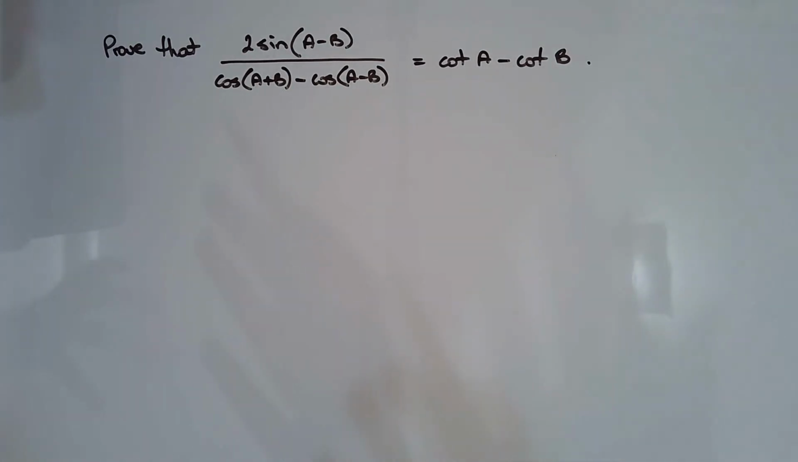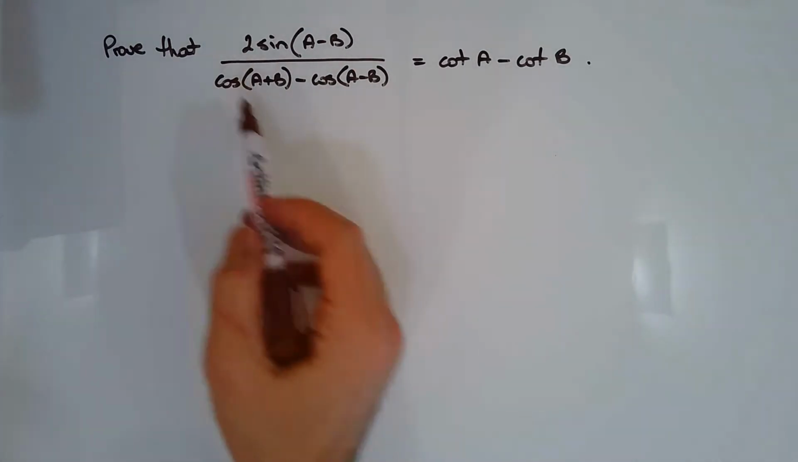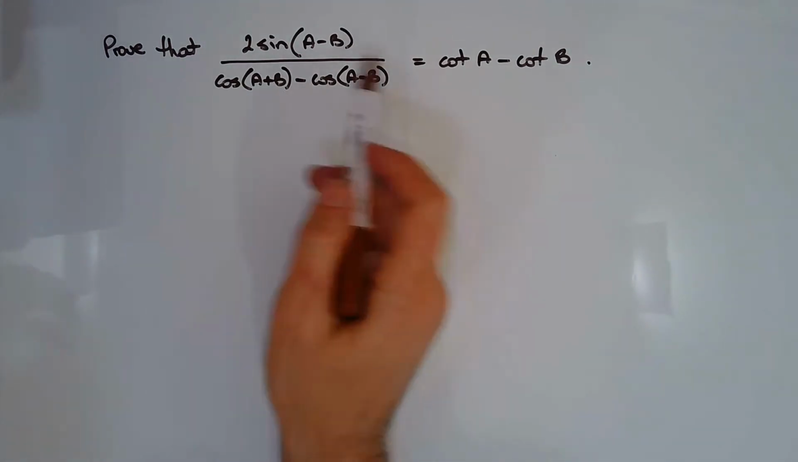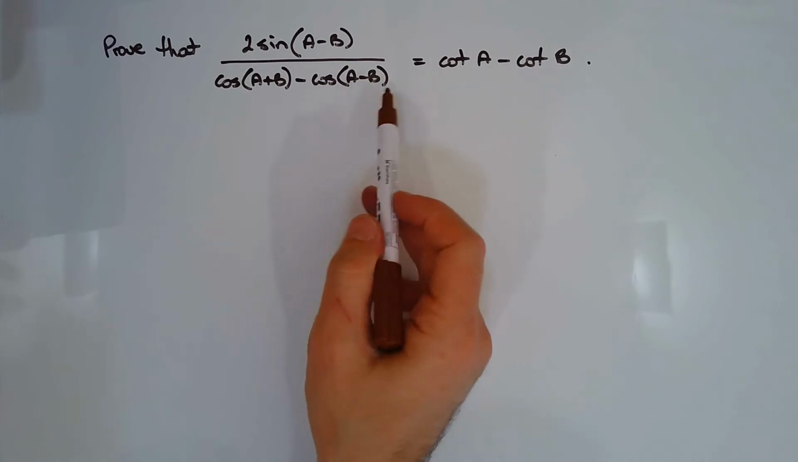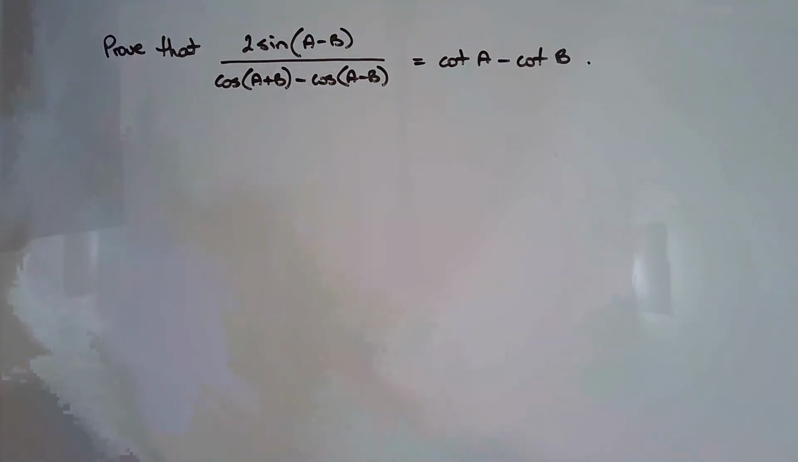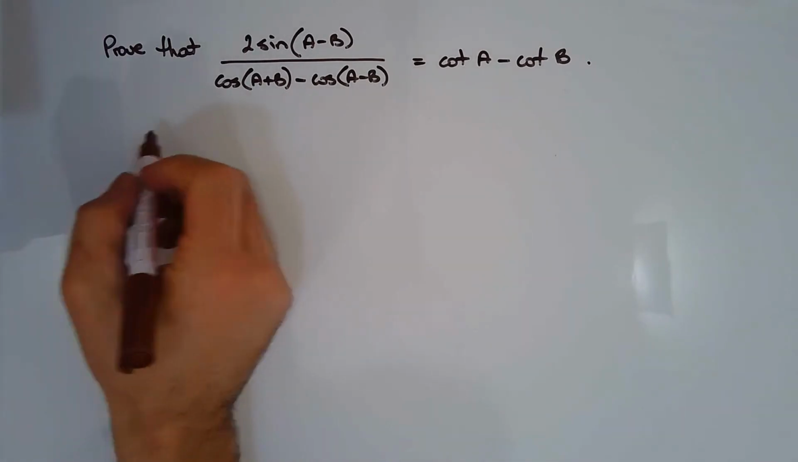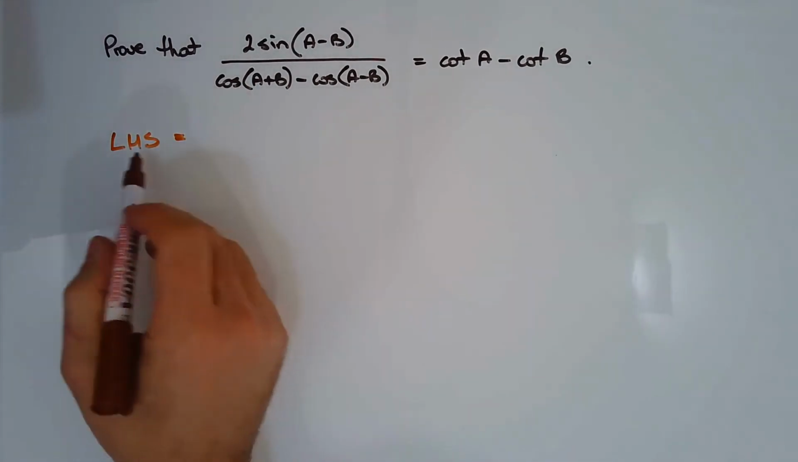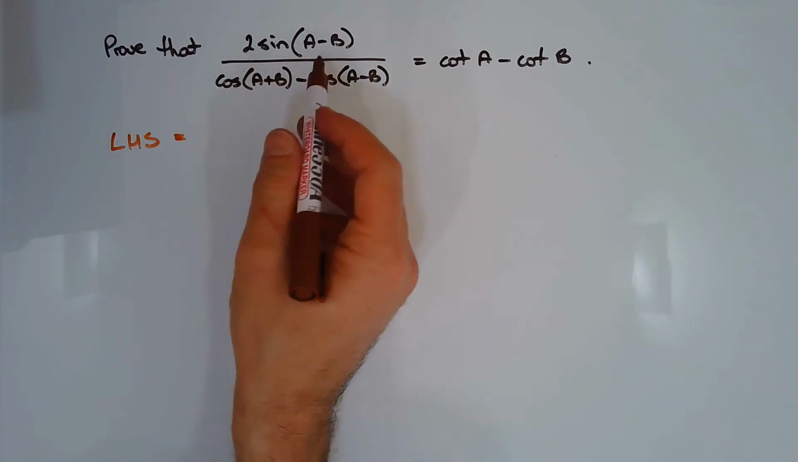Now, it's generally customary to start from the more complicated end and work with it, and apply the algebra, and hopefully everything simplifies so that you end up with something that looks like the other end, which in this case is the right-hand side. So let's start off by beginning with the left-hand side. So left-hand side is equal to 2 sine of (a minus b).